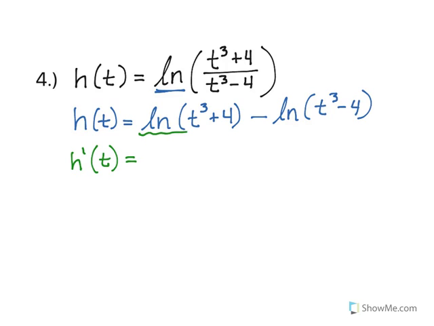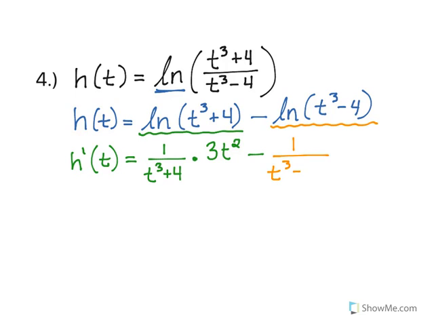So looking at just this first one right here, this is a ln of u situation, so it's going to be 1 over u, so 1 over t cubed plus 4, times the derivative of t cubed plus 4, which is 3t squared, minus, and now we're going to find the derivative of this natural log separately. So that's another ln of u. So we're going to have 1 over u, or 1 over the inside, t cubed minus 4, times the derivative of t cubed minus 4, which is 3t squared.